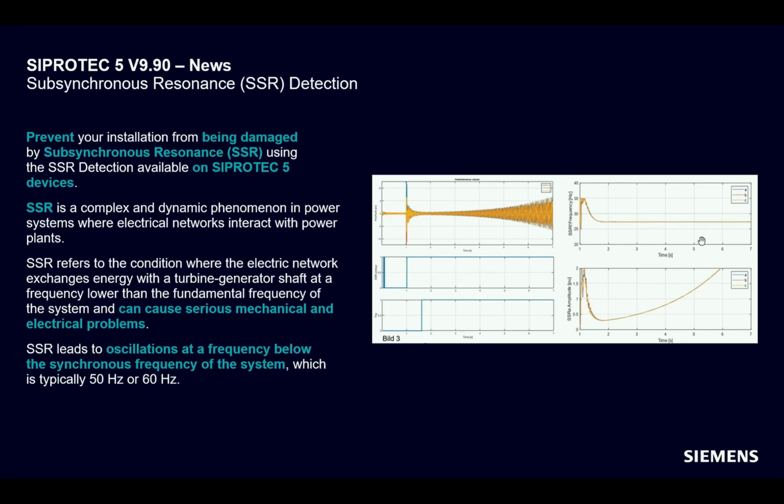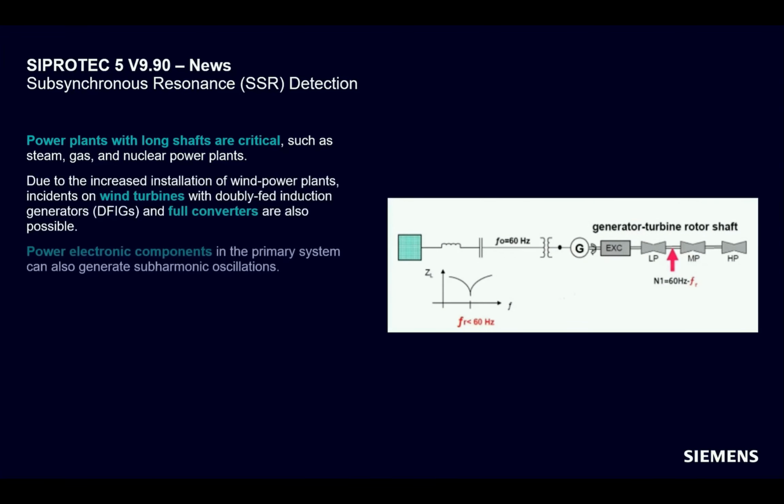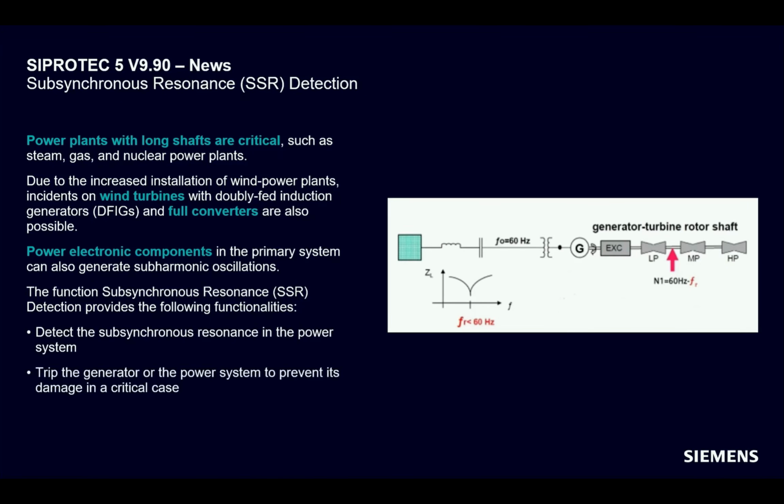SSR leads to oscillations at a frequency below the synchronous frequency of the system, which is typically 50 or 60 Hz. Power plants with a long shaft are critical, such as steam, gas and nuclear power plants. Due to the increased installation of wind power plants, incidents on wind turbines with doubly fed induction generators and full converters are also possible. Power electronic components in the primary system can also generate subharmonic oscillations.